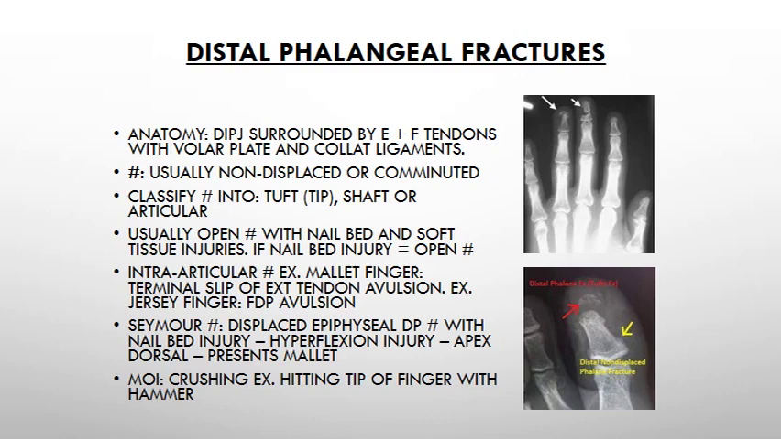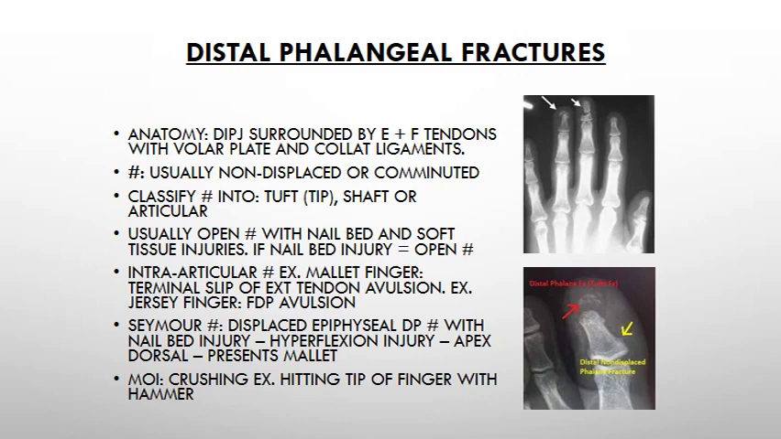Intra-articular fractures, for example, a mallet finger, is an avulsion injury of the terminal slip of the extensor tendon. The terminal slip comes from the EDC tendon and it is its final insertion into the finger. Looking at the flexor tendons, the flexor digitorum profundus avulsion is when the finger is forced into extension, like a jersey finger. This is in rugby where the player grabs hold of the jersey of another player, tries to pull him back, but the player keeps on moving forward and the finger, while flexing, the DIPJ extends.